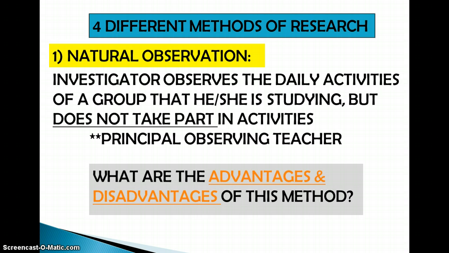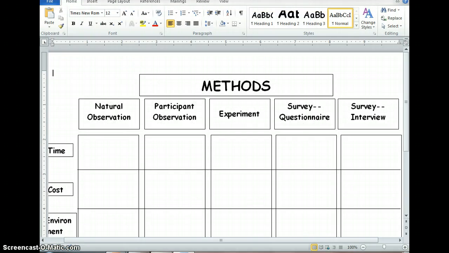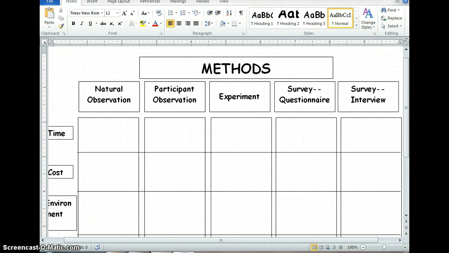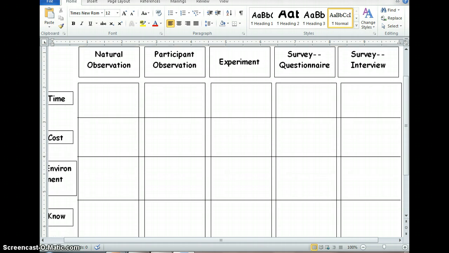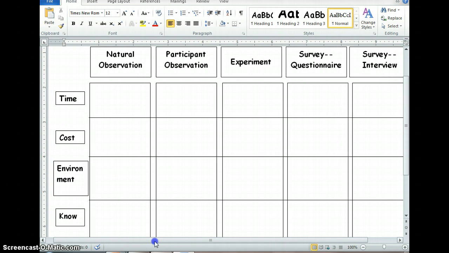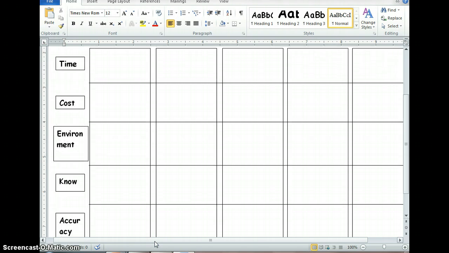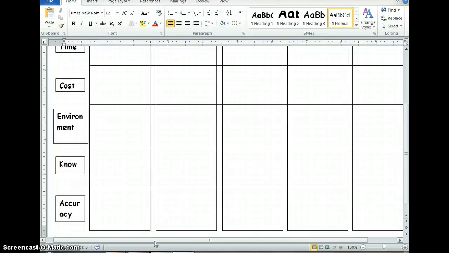So thinking about that, there are four or five different methods of research for sociologists, there has to be some advantages and disadvantages. So you need to go to the worksheet in your packet that looks like this. We're going to talk about all of these different types of methods, and we're going to compare them based on the concepts of time, cost, the environment, their knowledge, and their accuracy.